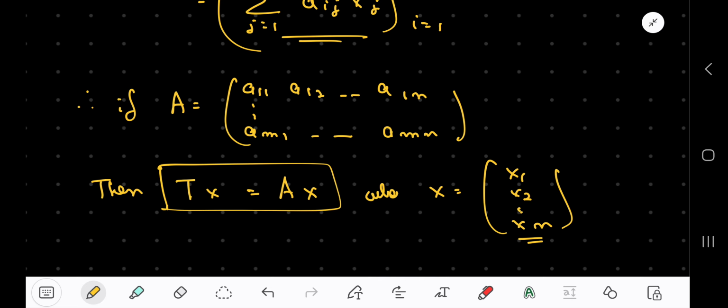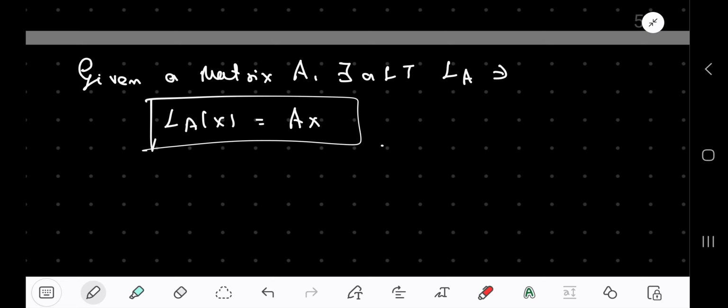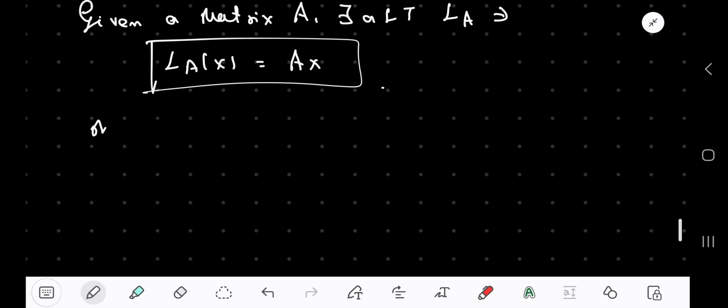Fine. Yeah, so in fact the converse is also very trivially observed, that is, if you are given a matrix A, there exists a linear transformation which we define as LA, such that LA of x is just Ax. Fine. So if A is an m cross n matrix, then this linear transformation runs from Rn to Rm, right? Moreover, this matrix is unique. Why is it so?